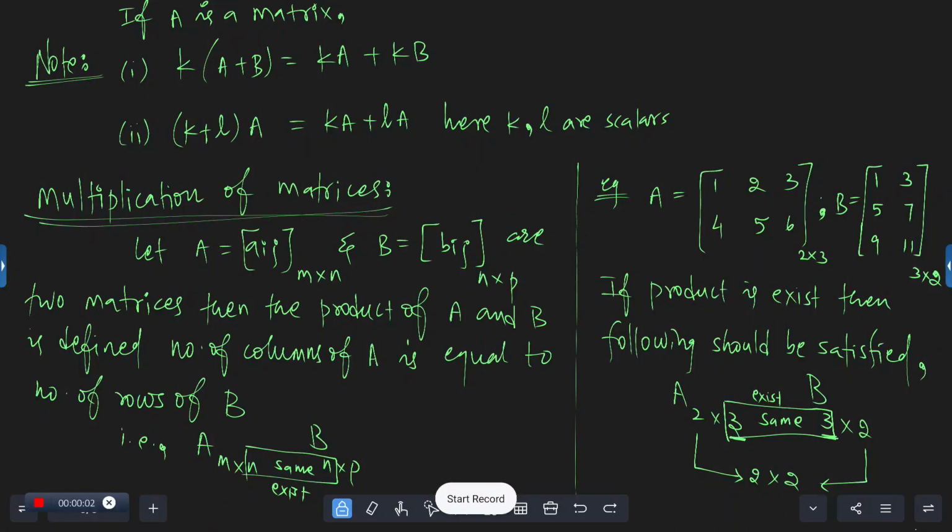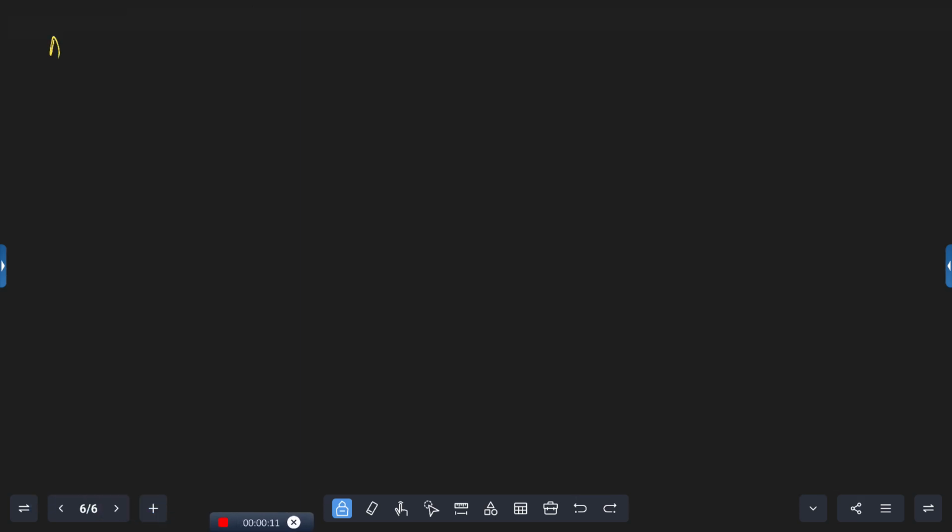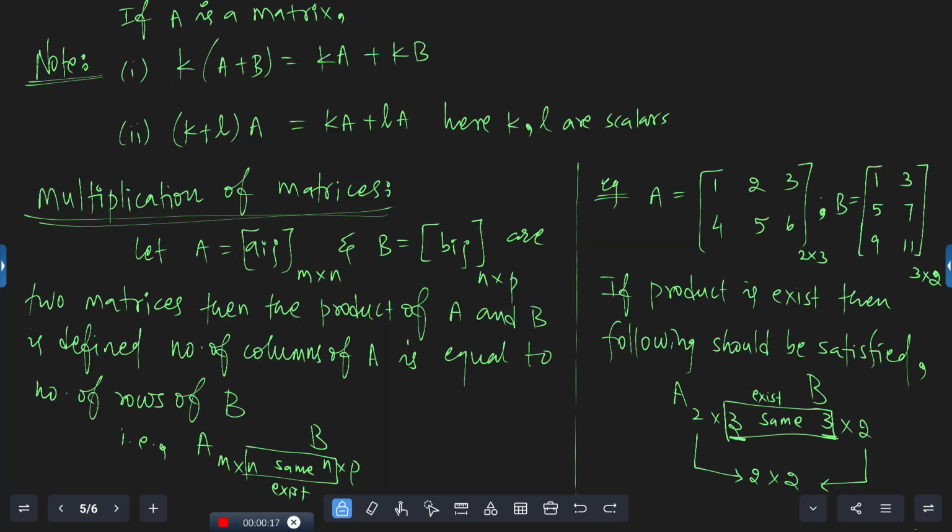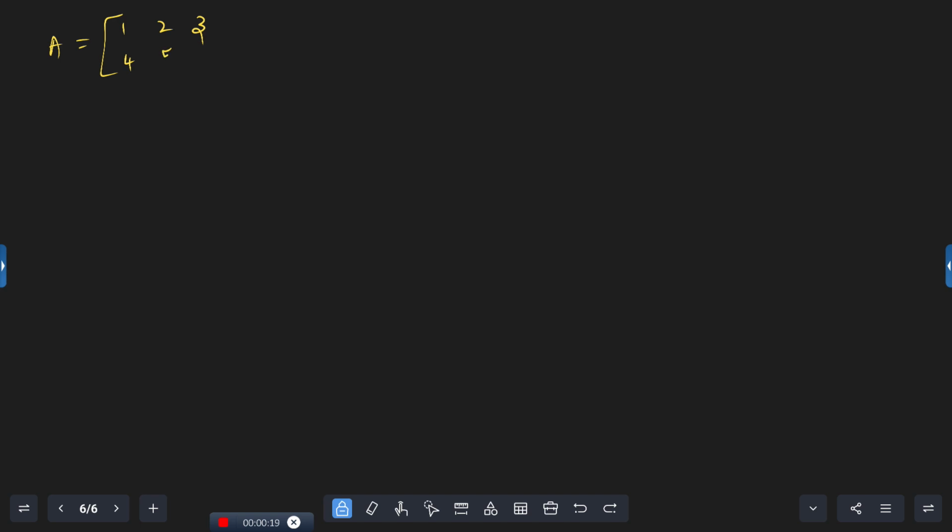Now we'll see how to multiply the A matrix and the B matrix. Once again I will write the same matrices on the next page. The A matrix I have is 1 2 3 and 4 5 6. This is the A matrix.